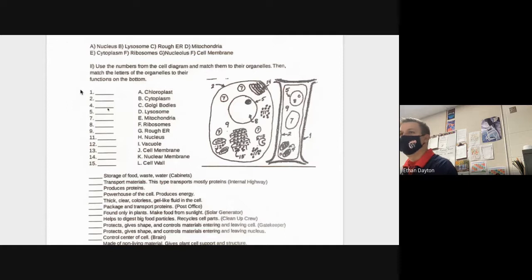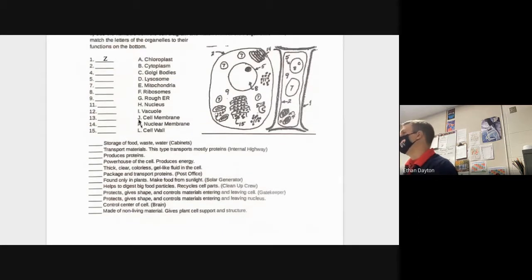So number 1, here's how you do it. You're like, all right, I go find number 1 over here. Where's number 1? Oh, number 1 is right here, pointing at this structure. What is that structure? I've got to look. Is it chloroplast, cytoplasm, and so on? Oh, I think it's letter Z. I would type letter Z in there. Is letter Z an option? No, it's A through L. So it's not letter Z. You need to find the letter that it is.